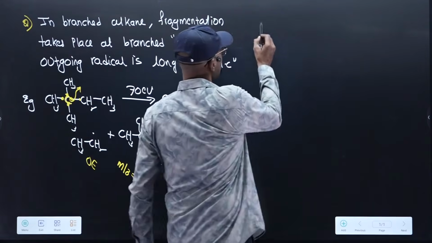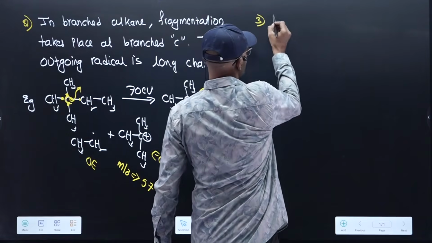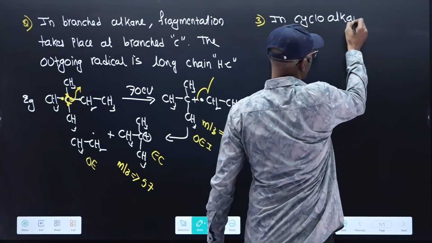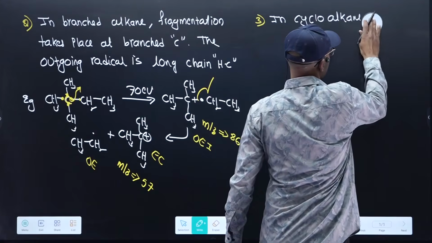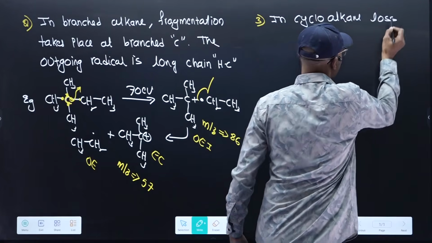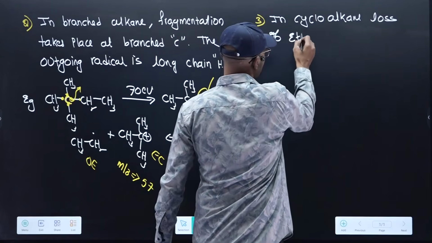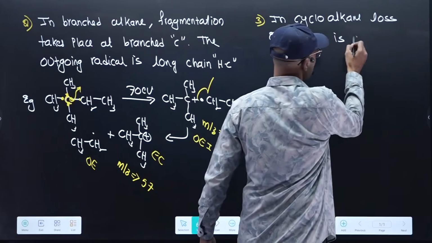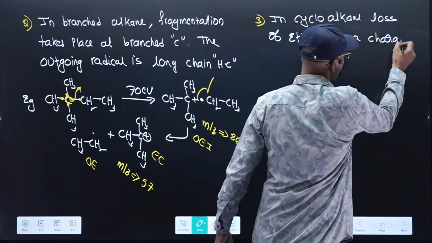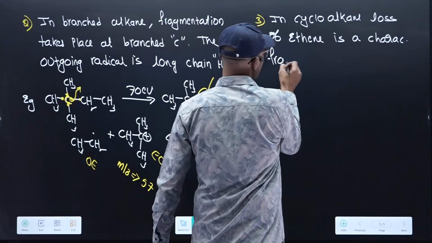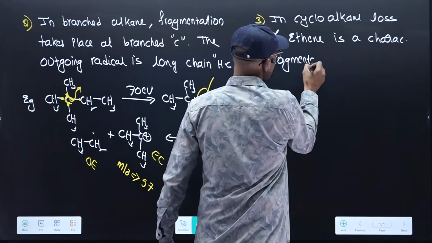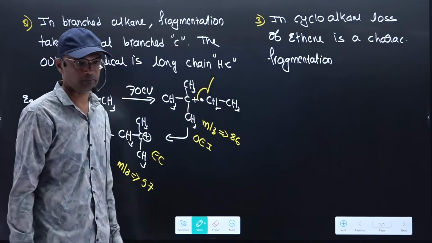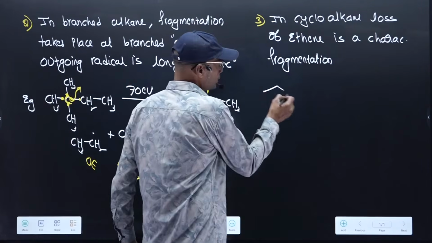Next, third point, see. If I take any cycloalkane, in cycloalkane, loss of ethene is a characteristic fragmentation. It is a characteristic fragmentation for this one. So, what is the meaning of ethene? Alkene. Loss of alkene is a characteristic fragmentation. You know cycloalkane? This is cycloalkane.